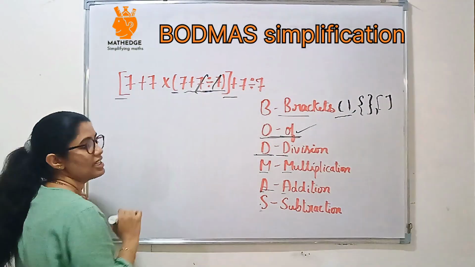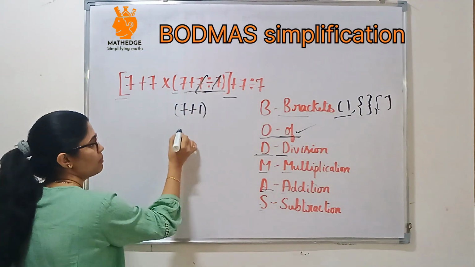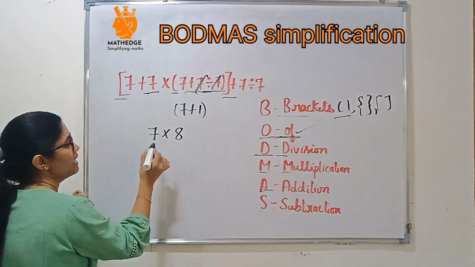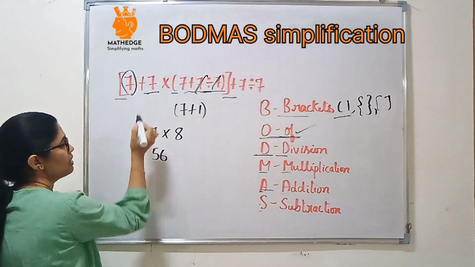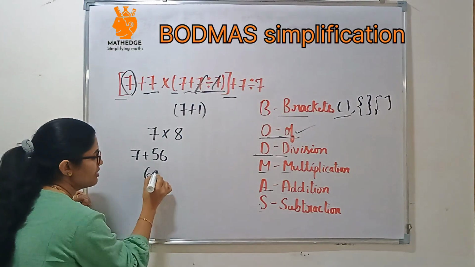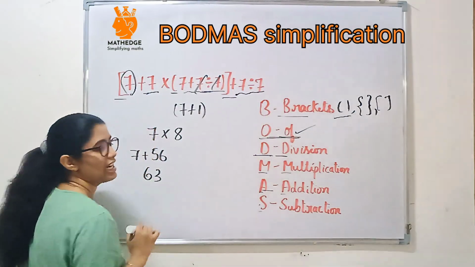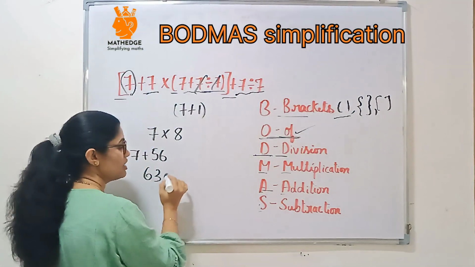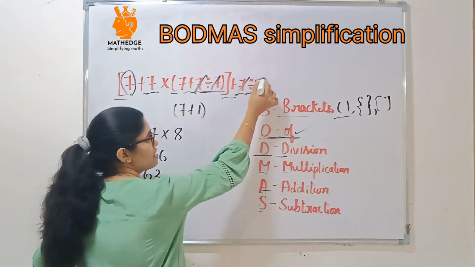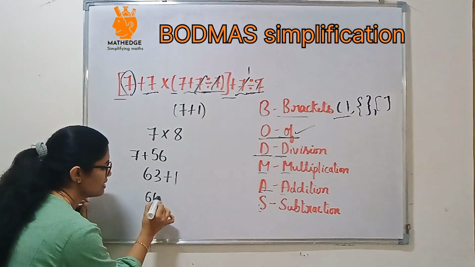So 7 divided by 7 is 1, so can I write directly 1? Yes. Then 7 plus 1 is 8. 8 is multiplied with this 7, right? Then 8 7s are 56. This number you need to add here. 56 plus 7 is 63. So this part is done. Then after the brackets, here we have 7 divided by 7. Here also don't add this to 7. First do division first according to BODMAS. See, 7 by 7 means 1. So can I write here plus 1? 63 plus 1 is 64.